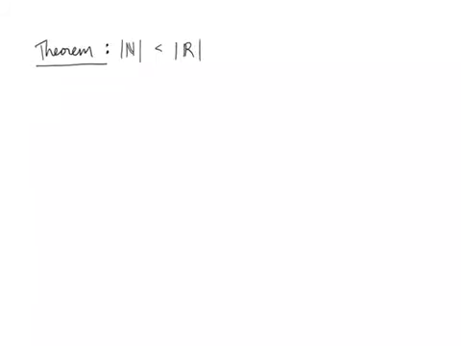So just remember, in terms of the definition, what this means is that there is an injection from the natural numbers to the real numbers. So this is what we're claiming. There's an injection from the natural numbers to the real numbers, but any function from the natural numbers to the real numbers fails to be surjective. There is no surjection from the naturals to the reals.